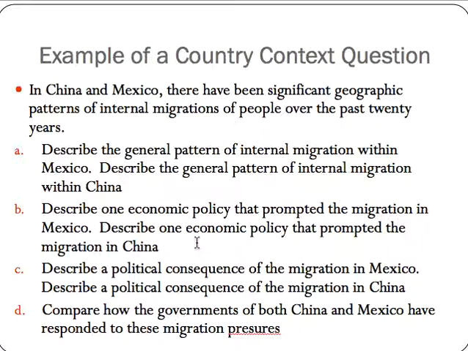And the last one here, your country context. They have 2 countries here, China and Mexico, which have significant geographic patterns of internal migration of people over the last 20 years. And then they give you A, B, C, and D, consequences, pressures, things like that. That is the first part of the intro to comparative government.